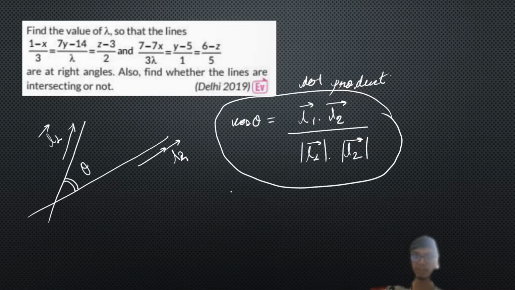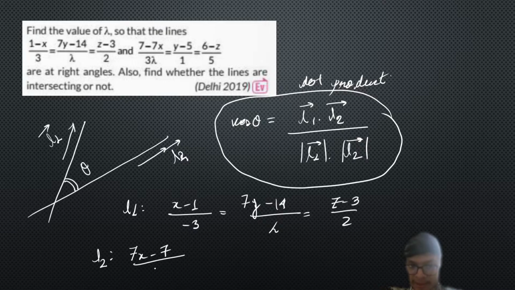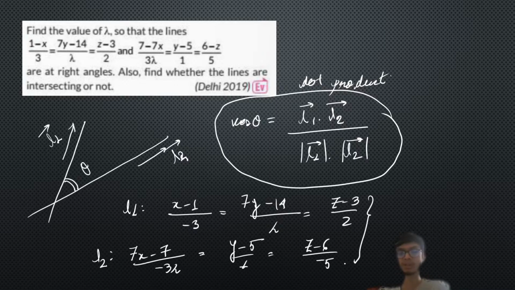Right, we are given the equations of two straight lines. Line 1 is given as (x minus 1) divided by minus 3 equals (y minus 14) divided by lambda equals (z minus 3) by 2. That's my first line. The second line is given as (x minus 7) divided by minus 3 lambda equals (y minus 5) by 1 equals (z minus 6) by minus 5. That's how I have the two equations of the given lines.